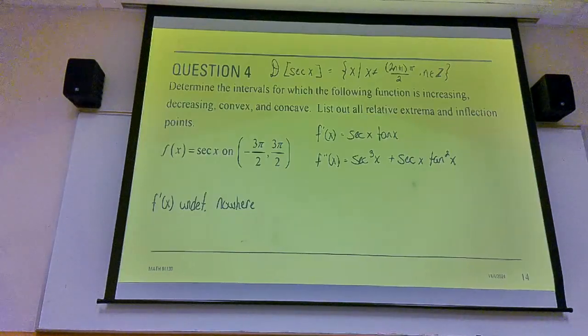Because the domain of secant is everything except for odd multiples of pi over 2, which means the only place the derivative is undefined isn't even in our domain to begin with. So it's defined everywhere. So do all the inverse functions have domains like that? The reciprocal ones, they're going to have restricted domains, yes. So it's something we have to keep an eye on.